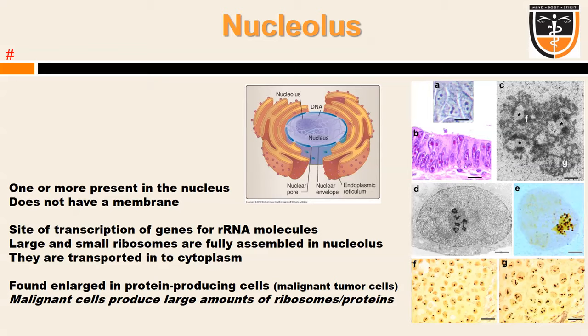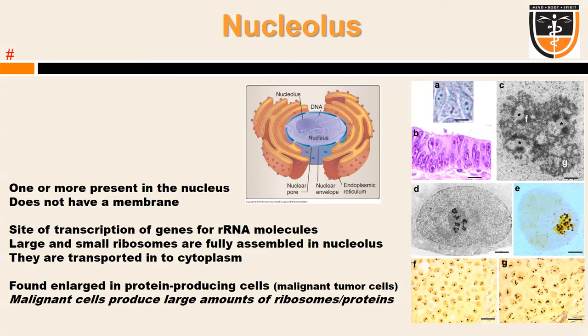And what's a characteristic of it? Again, that it does not have a membrane, but it is a site of transcription for genes that encode for rRNA, ribosomal ribonucleic acid. So the large and small ribosomal subunits are fully assembled inside the nucleolus, and they're then transported into the cytoplasm to produce protein. Now, they're found enlarged. So you will see these nucleoli large in cells that produce a lot of protein. Why?